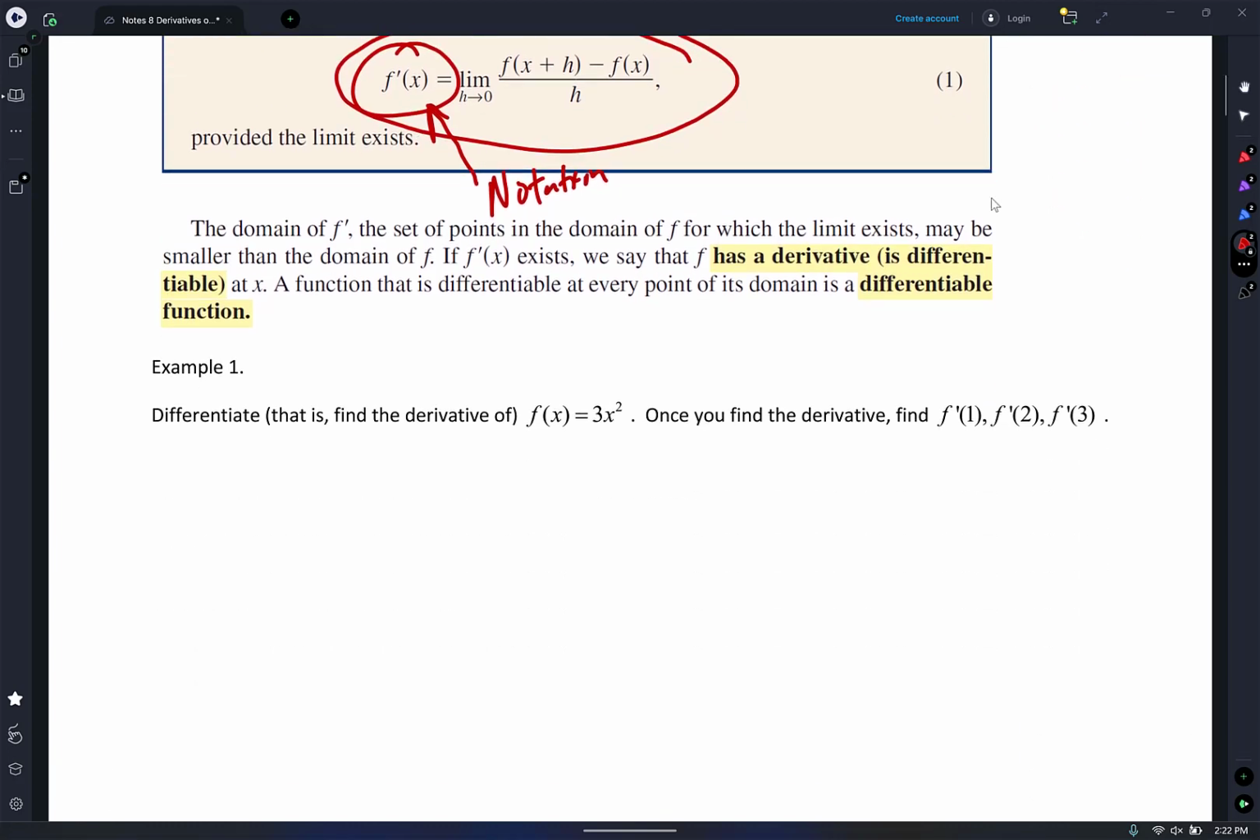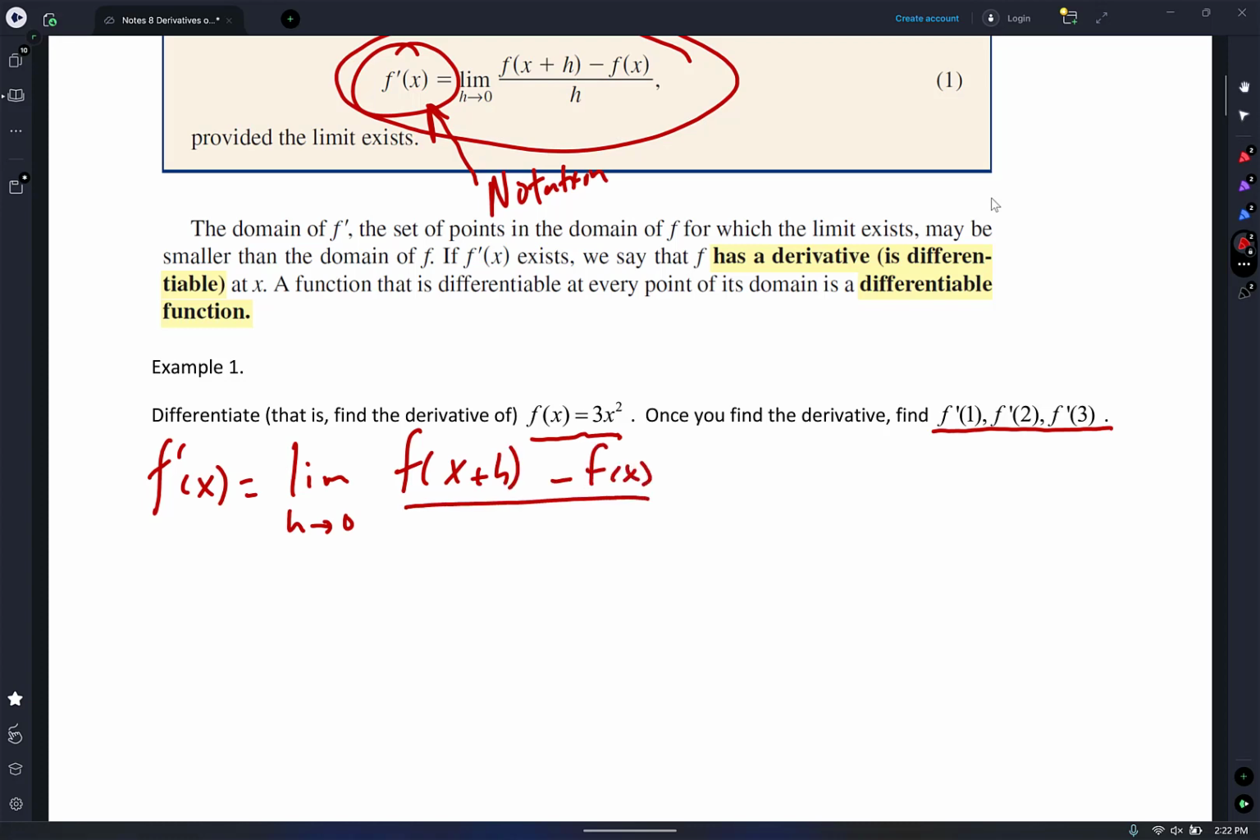Okay, so notice what this says. It says differentiate, that is, find the derivative of f of x equals 3x squared. Once you find the derivative, find f prime of 1, f prime of 2, f prime of 3. Okay, you guys ready for our first derivative? Here we go. I'm going to write f prime of x equals limit as h approaches 0 of f of x plus h minus f of x all over h. So this is what it means by finding an expression for this derivative here. It's going to be a function. Are we okay so far?